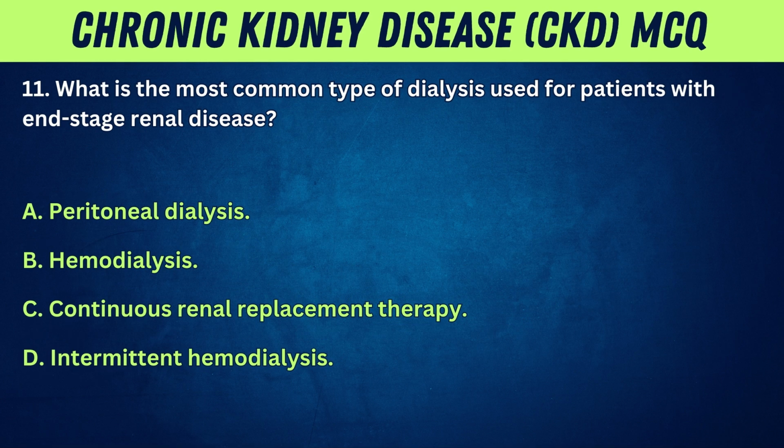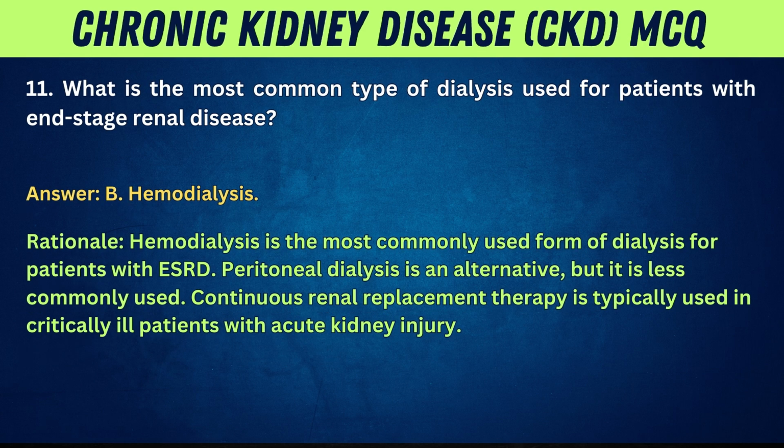11. What is the most common type of dialysis used for patients with end-stage renal disease? A. Peritoneal dialysis. B. Hemodialysis. C. Continuous renal replacement therapy. D. Intermittent hemodialysis. Answer: B.